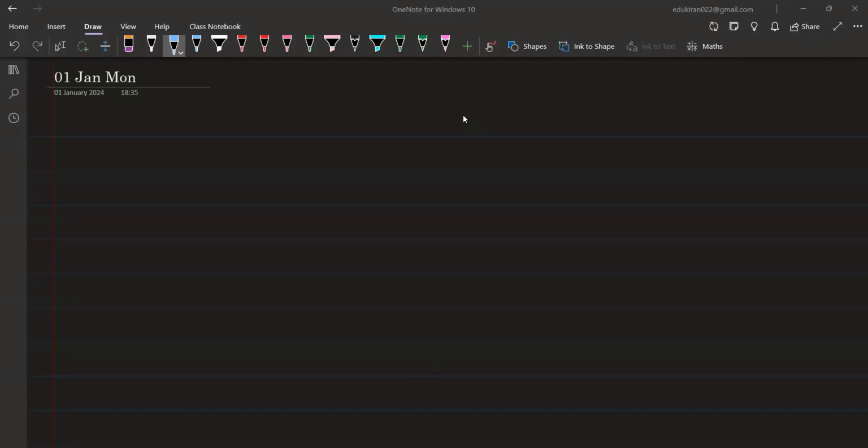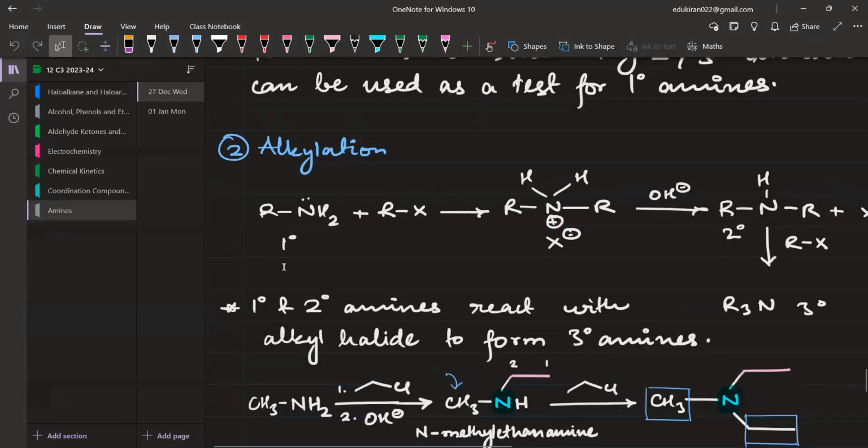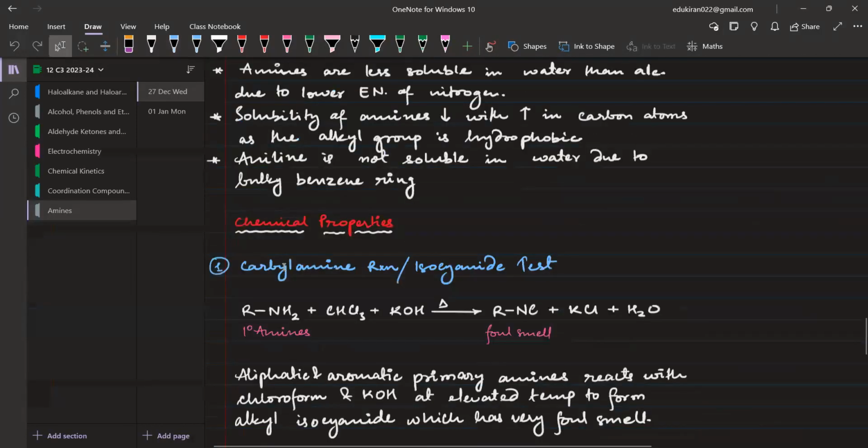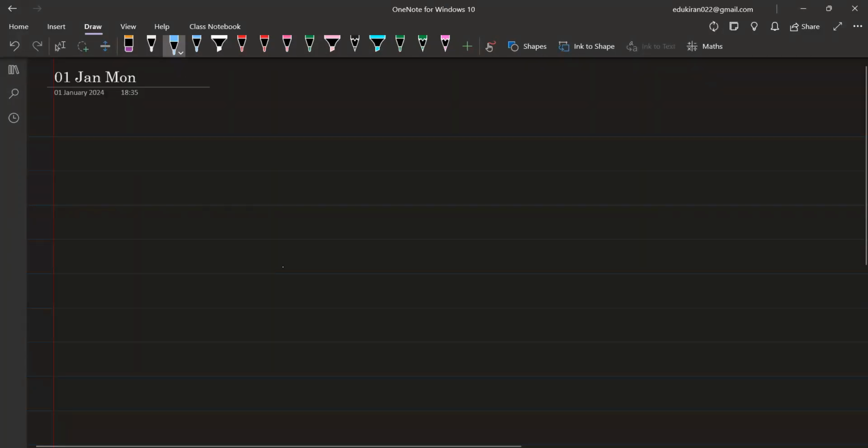In the last lecture, we started with amines and we were around the chemical properties of amines, right? We have done two reactions. Let's start with the third one. Write the reaction: basic character.